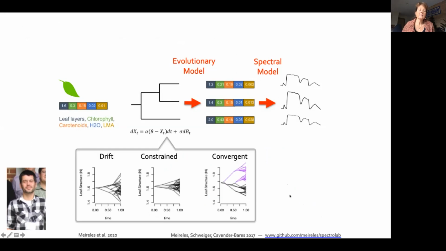And so this is just an idea of one thing that can be done with spectra. If you have spectra for a wide variety of plant species, you can then, using evolutionary modeling approaches, determine whether their phenotypes are highly convergent or constrained, or appear to have followed, are more consistent with patterns of drift.